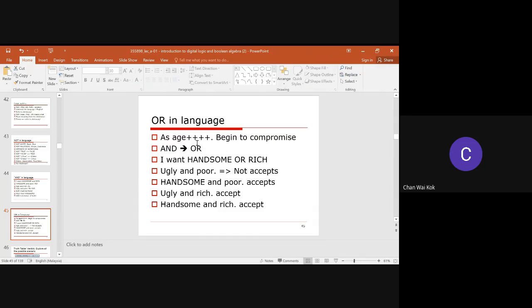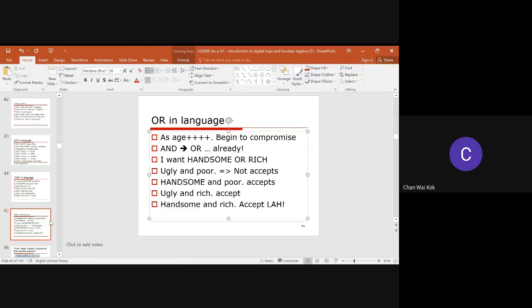Okay, let's say as your age increases, you begin to compromise. So from AND, you can become okay lah. From AND, we become OR already. Okay, OR already. So I want handsome or rich. If it's ugly and poor, okay, you do not accept. But if it's handsome and poor, you accept. Okay, if it's ugly and rich, you also accept. Handsome and rich, also you accept. Okay. Right. Okay, clear? So now you understand the language between AND and OR. Okay, AND and OR. Don't get mixed up between AND and OR.